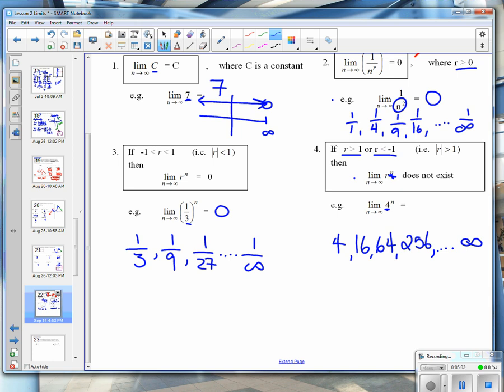So that means that there's no specific answer for that limit. So we could say infinity, or we could also say does not exist.